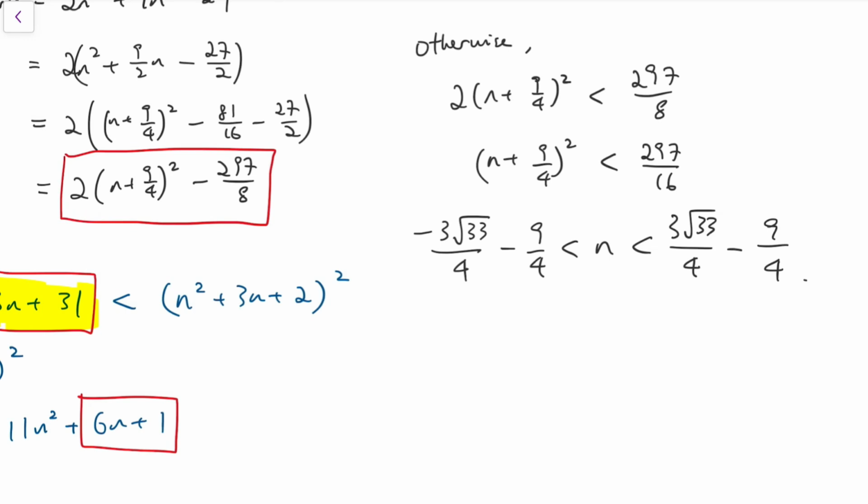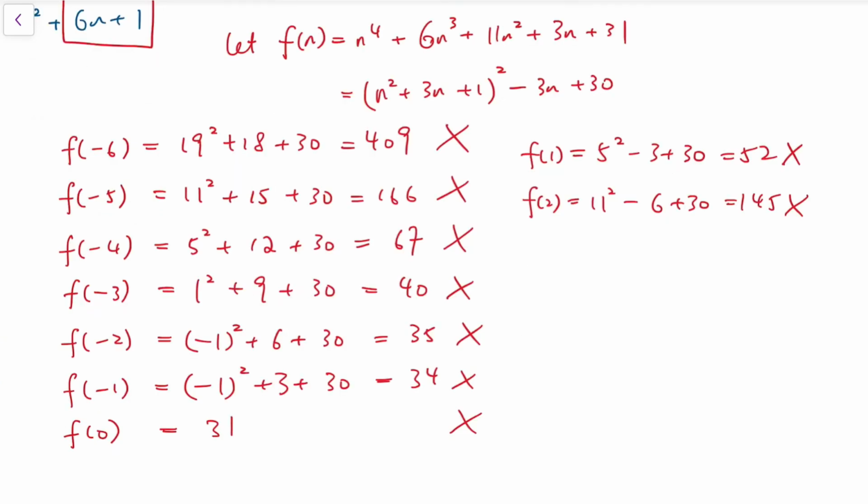If n has to be an integer, then we can use the approximate value of root 33, which is around 5.7 or 5.75 if you like. Then integer possible values for n can only be minus 6, minus 5, minus 4, minus 3, minus 2, minus 1, 0, 1, and 2. To save time, here are the results of the trial on the possible cases, minus 6 up to 2.